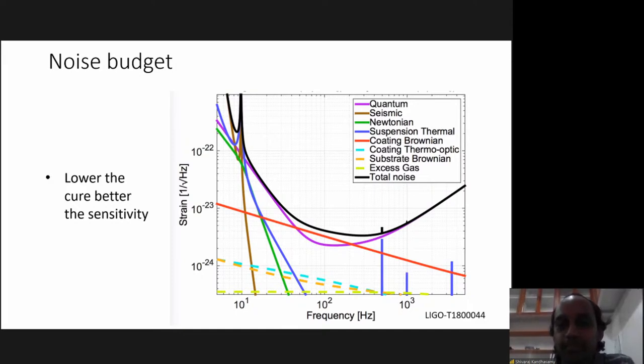What is holding us back from going to a higher frequency? Is it the detector technology or what? At higher frequencies, it's basically shot noise limited. As you see in this noise curve, the shot noise keeps going up. So you have to increase the laser power to reduce the shot noise. Also there are technical problems, because the signal processing has to be done fast. Higher frequency means all the analysis and the control signal have to be done fast.